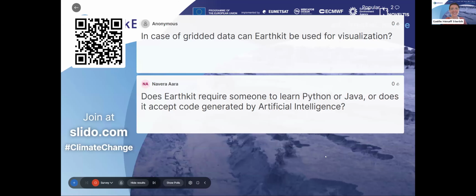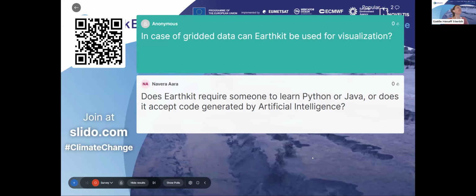Okay, so I'm back. So we have a few questions for you. The first one being, in case of gridded data, can Earthkit be used for visualization?